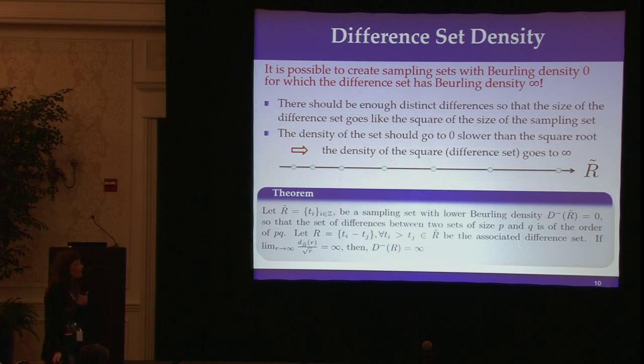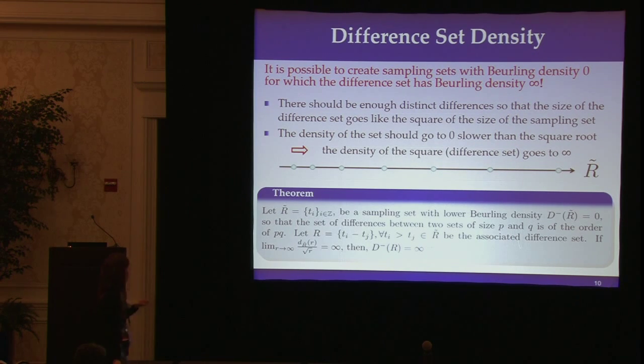The first main result that we can show is that we could construct sets that have a Bernoulli density, basically an average density, of 0. So the sampling rate is essentially 0, but the Bernoulli density of the difference set goes to infinity. And this means that we could recover the covariance from this difference set.